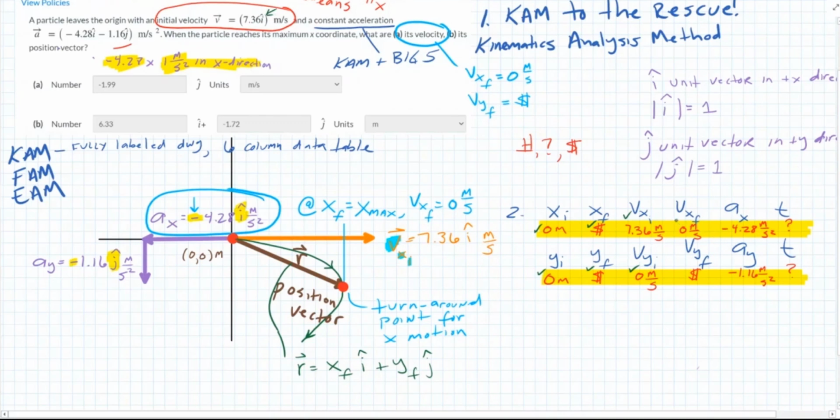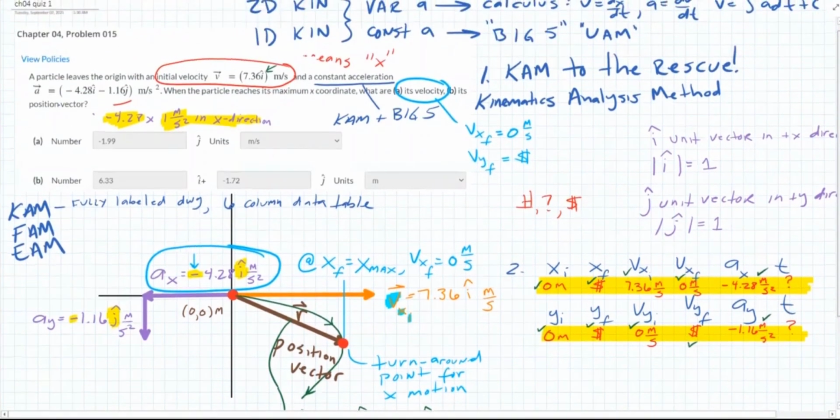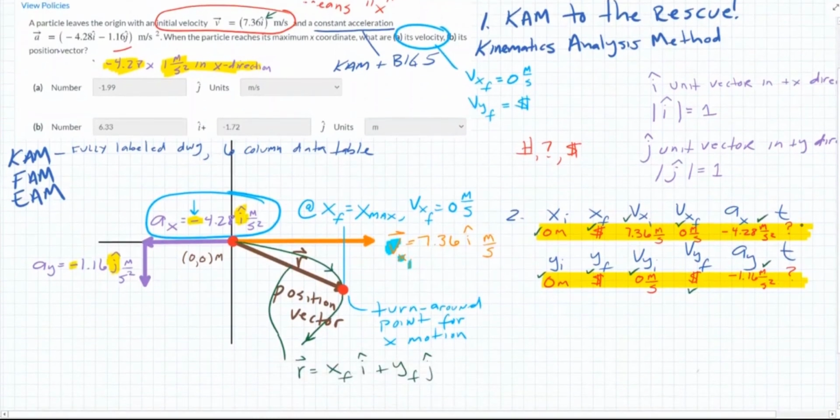XF is 0. I talked a lot about why this slows to a stop, hits a turnaround point, and then reverses itself. On the other hand, my y velocity at that point I don't know, and I need to find it. I'm given this as my x acceleration and that y acceleration. And as far as time, I don't know anything about time. Or do I? Better double check. No, there's no mention of time here whatsoever.